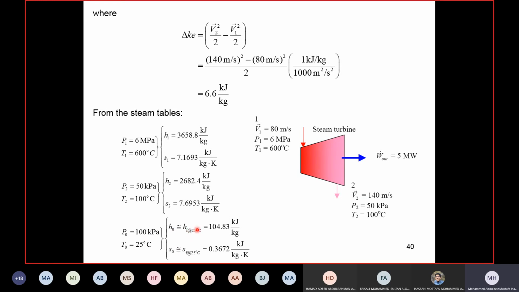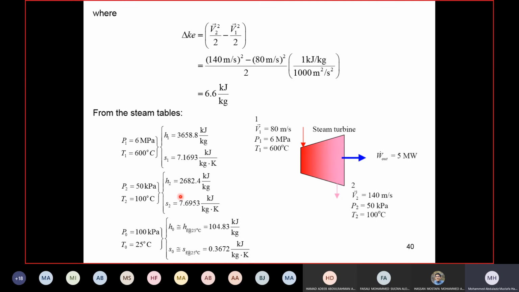We apply the property tables, so that H naught will be equal to HF at the temperature. Forget about the pressure. If you are not given the pressure, we take it at 25. H naught, you take it at 25 here. So this is what we have done with the tables. The table does this for us, so we can utilize it here. All right, so we can get this from the tables.